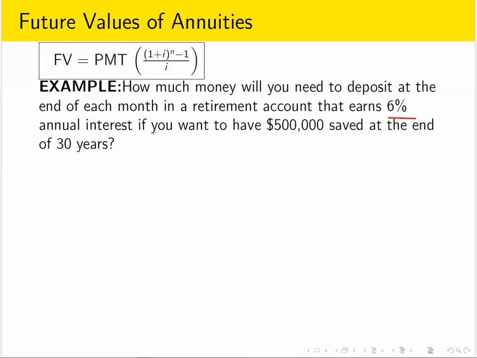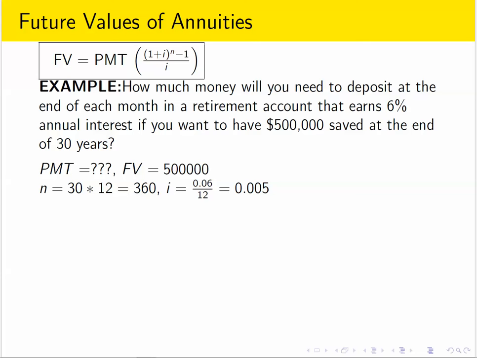Well, we have to figure out the quantities that we know to plug into our future value formula. We do not know the payment size. That's our unknown that we're going to try to solve for in this problem, how much money to deposit at the end of each month. We do know the future value. We know that we want to have $500,000 in the account when we're done. We know that we're going to make 360 payments. That's 12 payments a year for 30 years.